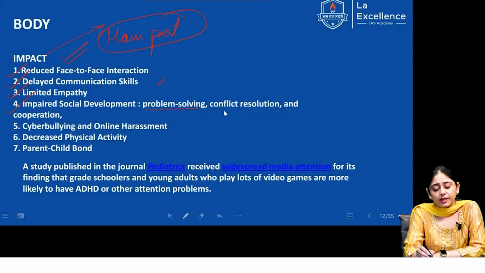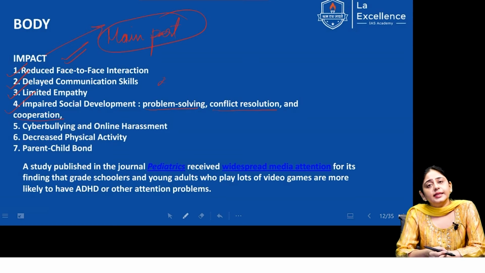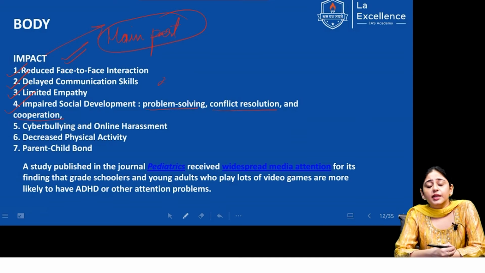Your problem solving abilities, your conflict resolution, cooperation, sharing, these things come only when you interact, right? It doesn't come by sticking to your computer screen, by your mobile phones. You have to go out, you have to interact, parents have to make them understand. So social development is impaired. And there have been certain surveys which say that children nowadays are having attention deficit hyperactivity disorder. ADHD is becoming very common because of this.